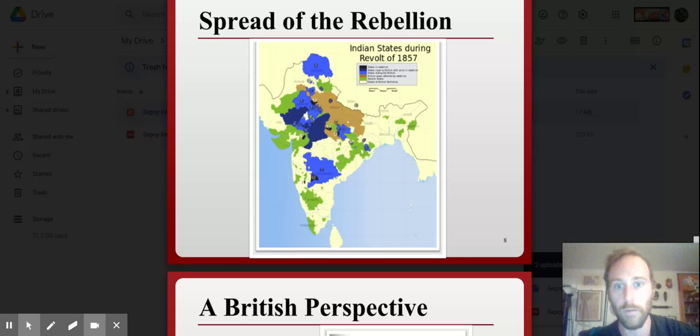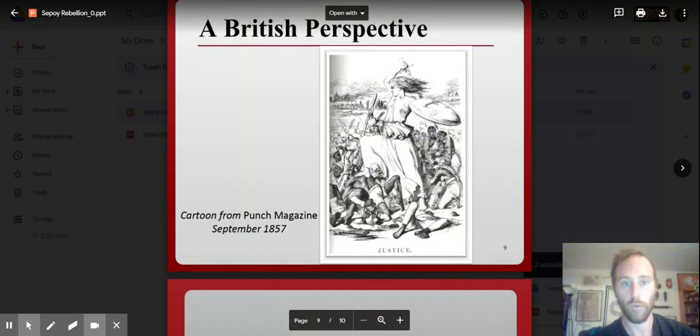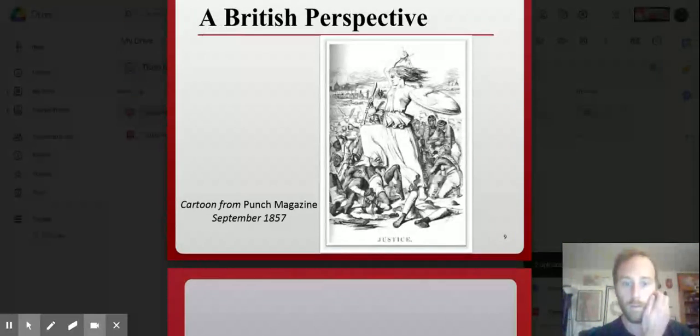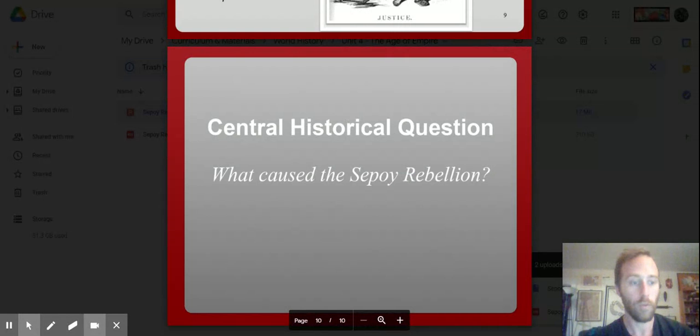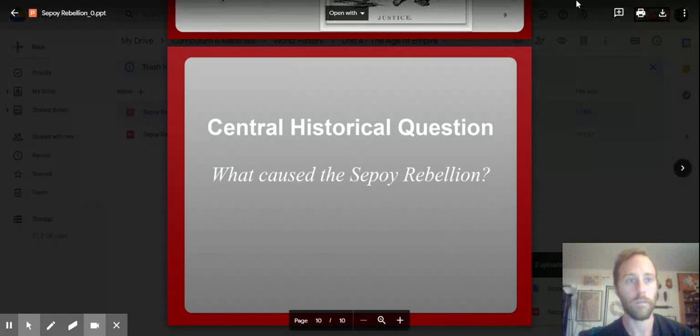I'm going to attach the assignment, but it spreads quickly into various areas of India, and there's probably a pattern you might be able to identify if you look at this more closely. Here's a British cartoon. You can see the heroic, justice smashing down the Sepoy Rebellion, and then the question you do again have to answer is what caused the Sepoy Rebellion.